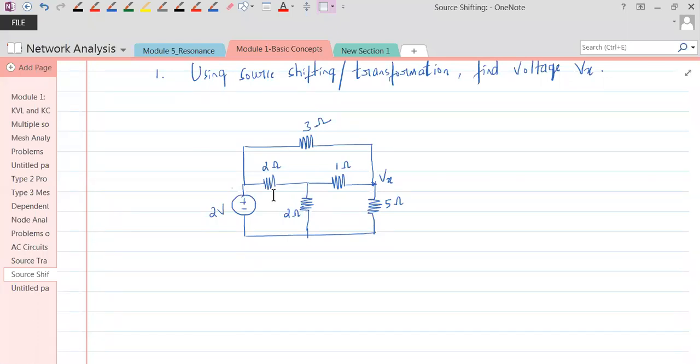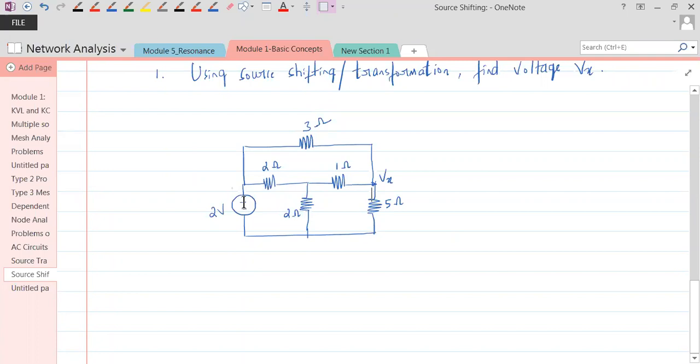That you're not doing here. You're not marking any mesh currents, not marking any node voltage, so you will go with node analysis. You can apply KVL or KCL at the end, not in the initial steps.